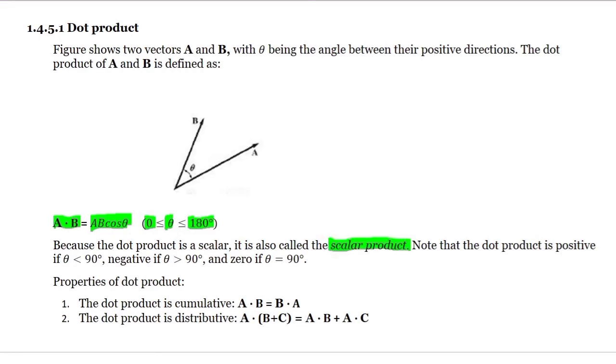Note that the dot product is positive if theta is less than 90 degrees, it will be negative if it is greater than 90 degrees, and it will be 0 if theta is equal to 90 degrees. So, the properties of the dot product. First, the dot product is commutative.